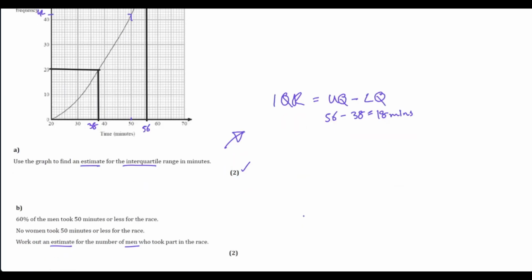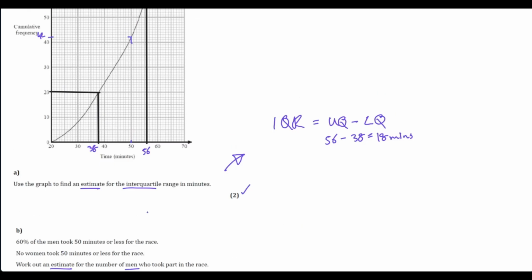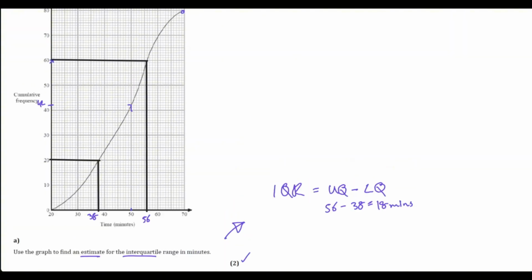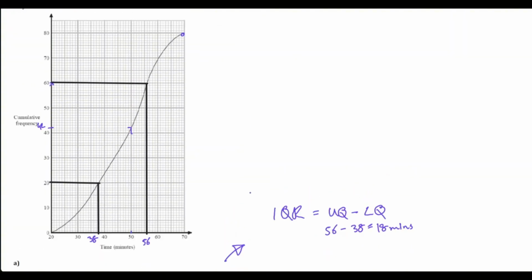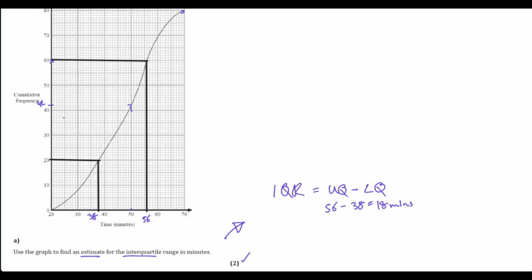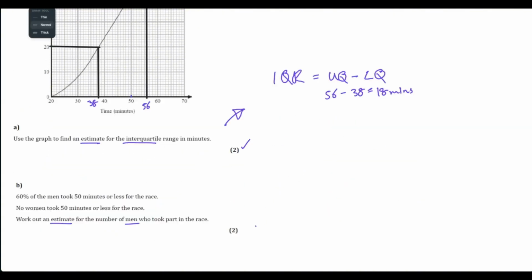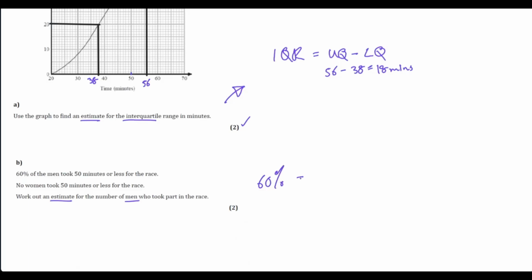Okay. So just to reiterate, 60% of the men took 50 minutes or less for the race. Sorry, start that again. At this point, it's 42, and it's essentially saying that this part of the graph, which is from 0 to 42, is 60%. So 60% must be equal to 42.